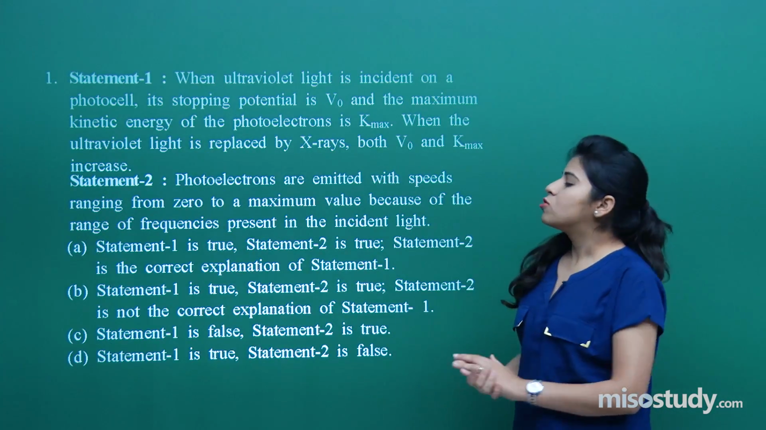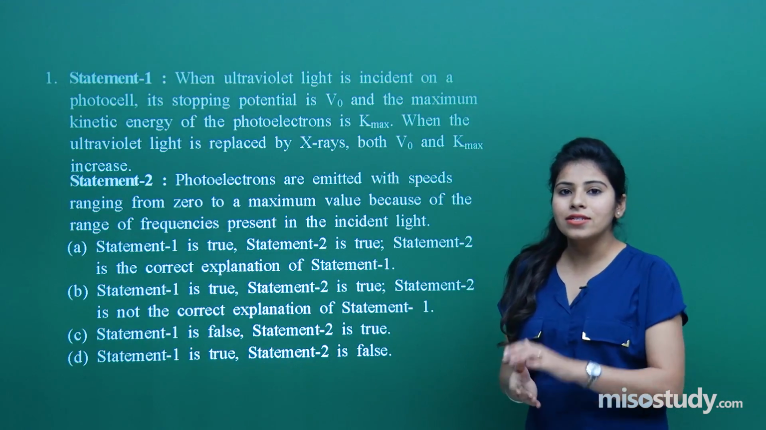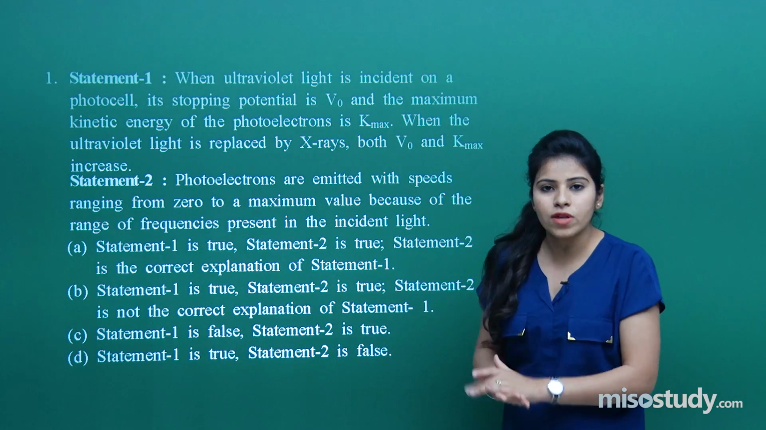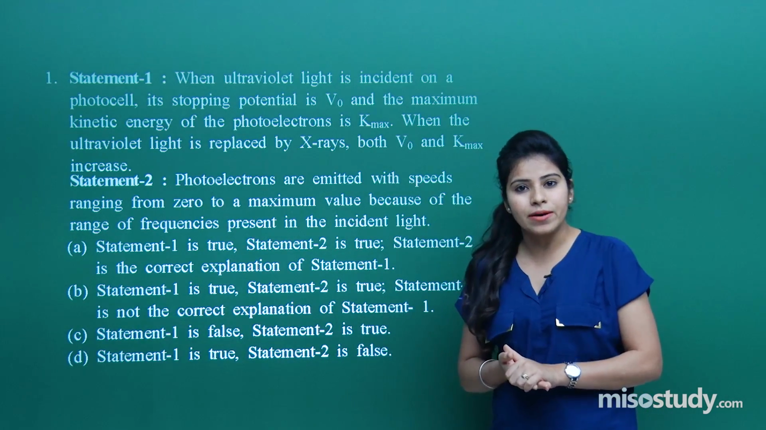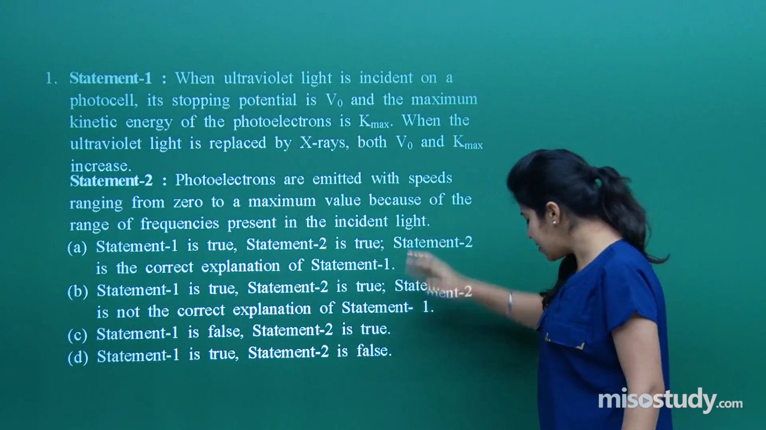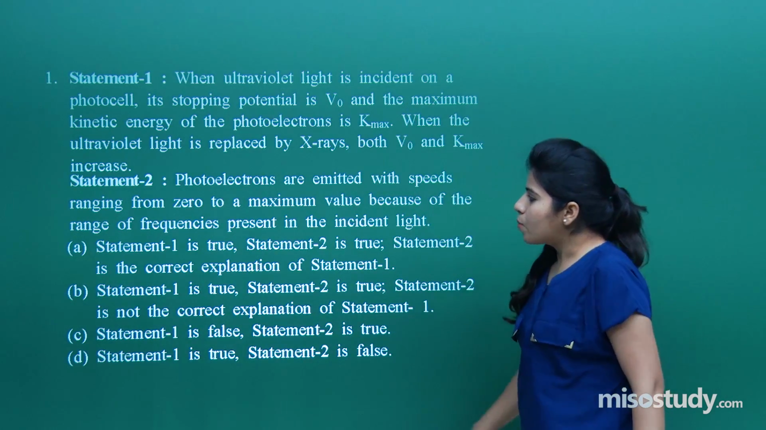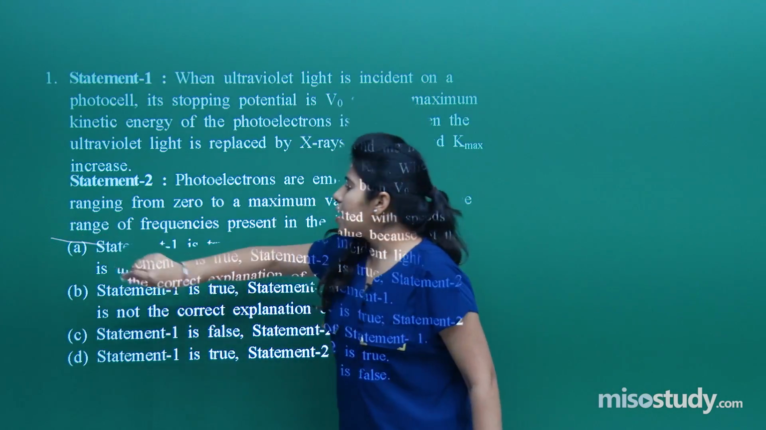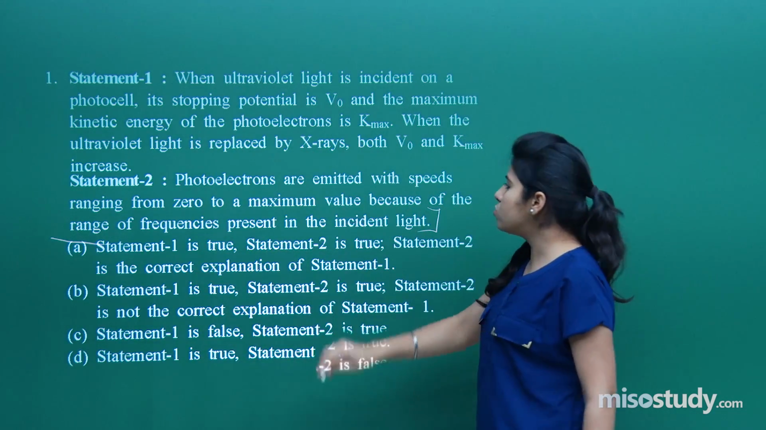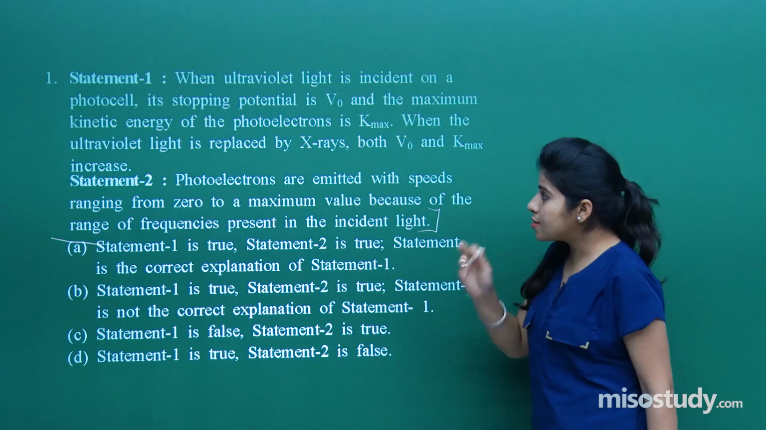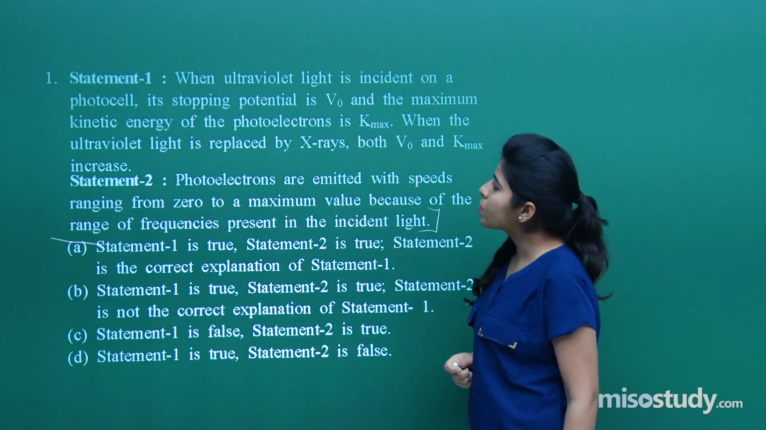All right, as I always say, don't go over the length of the question. The more lengthy the question is, the easier it will become. Now here I can see that from A to D there are options. The question is from here to here, from statement 1 to statement 2. So let us see what the question is saying.